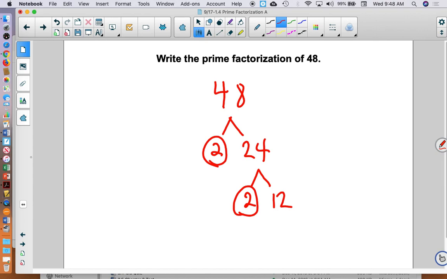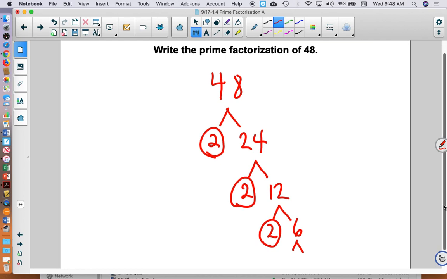And so since it's not prime, I got to bring another branch down. Okay? What's 12 divisible by? The first prime number you can think of for the number 12. 2, because it is also an even number. And 2 times what is 12? 6. Is 6 prime? Nope. So I've got to bring another branch down. And if I bring another branch down, I got to move this over a little bit.